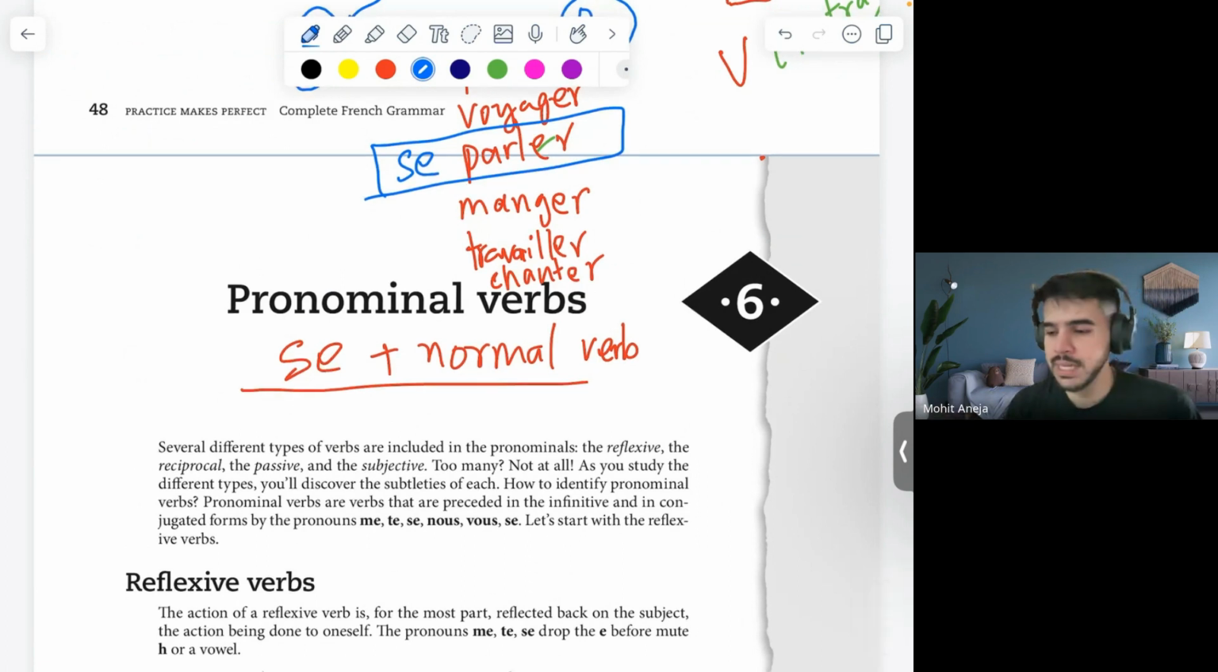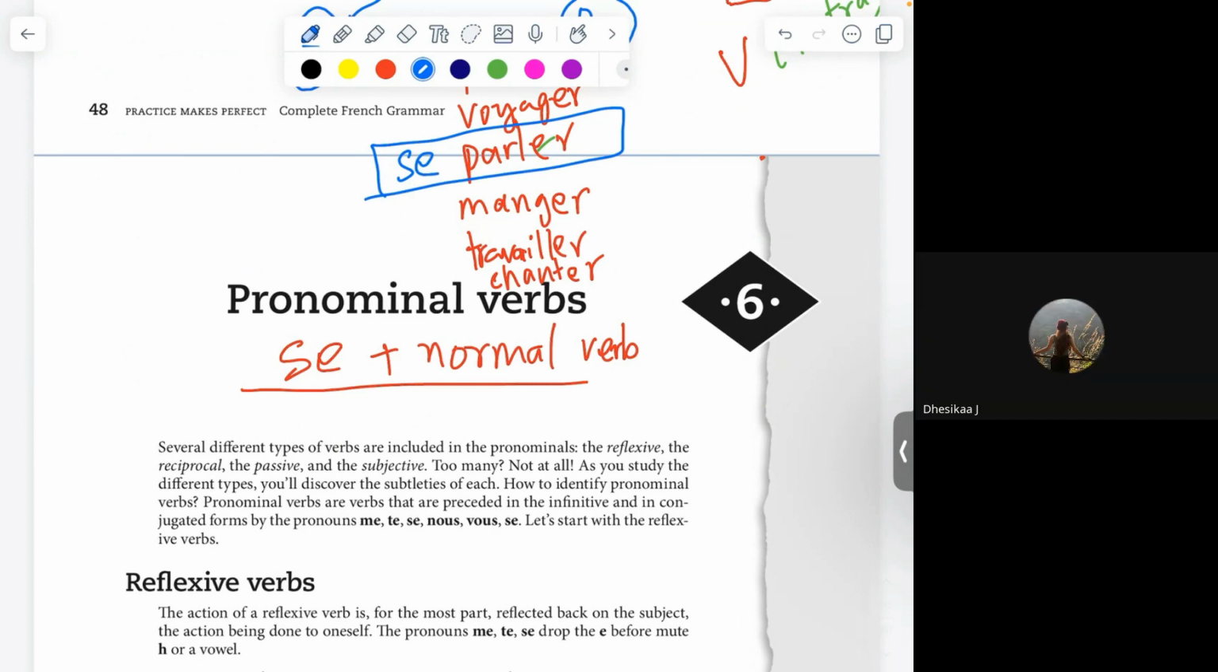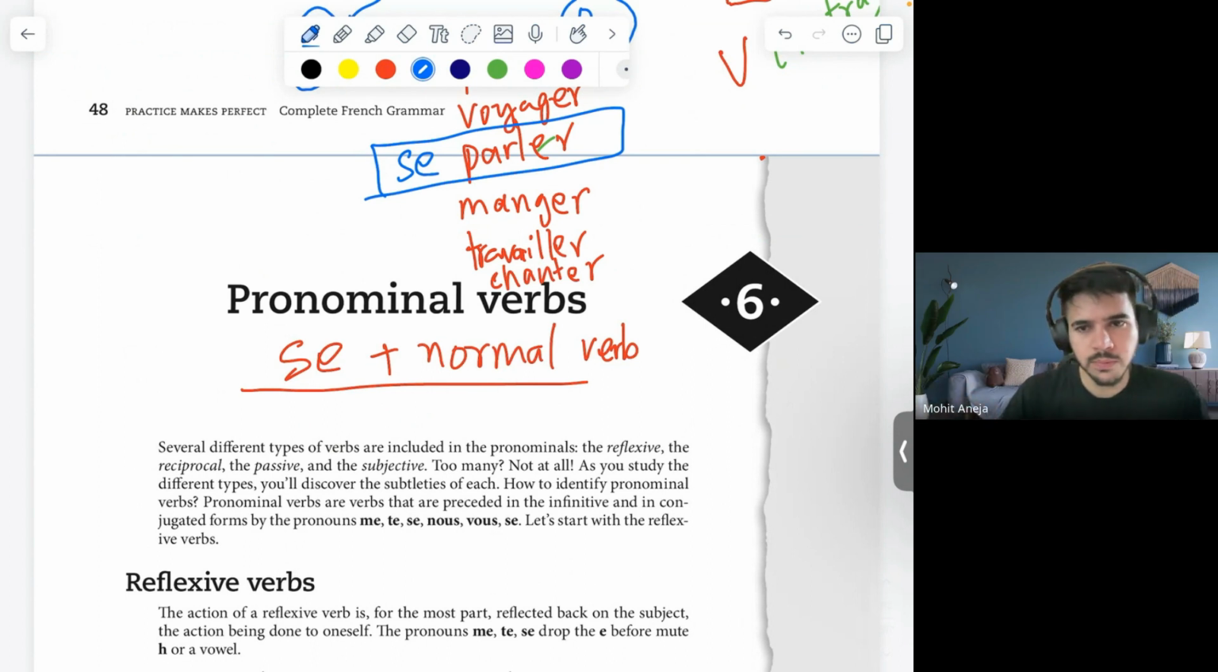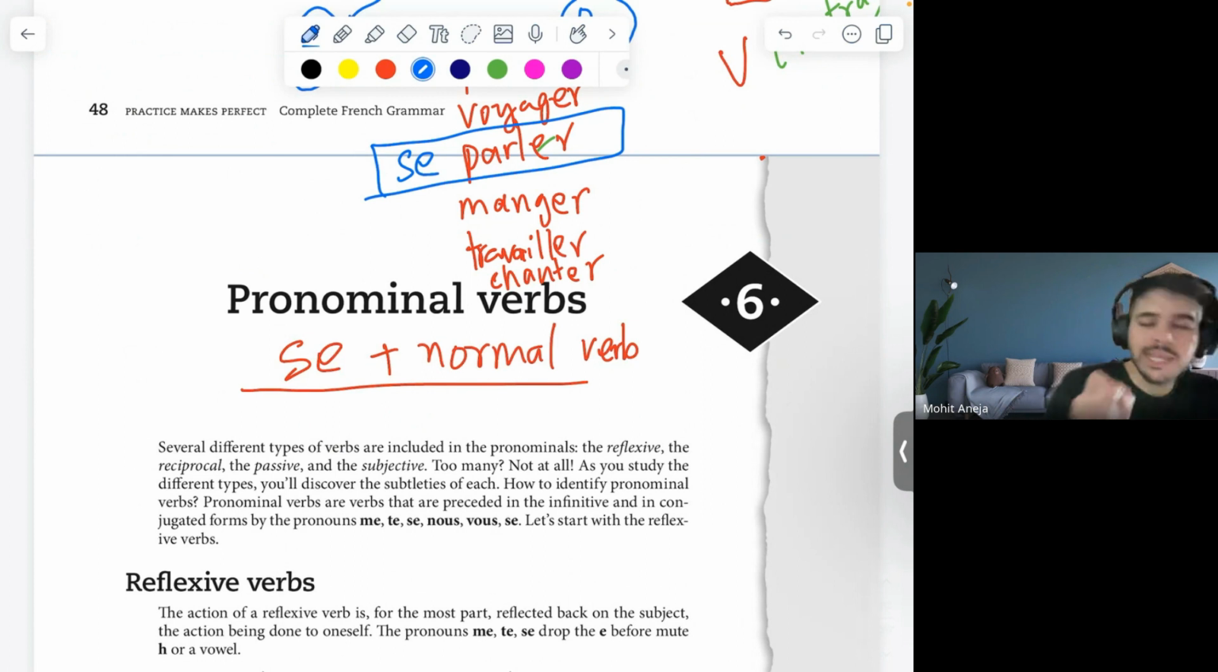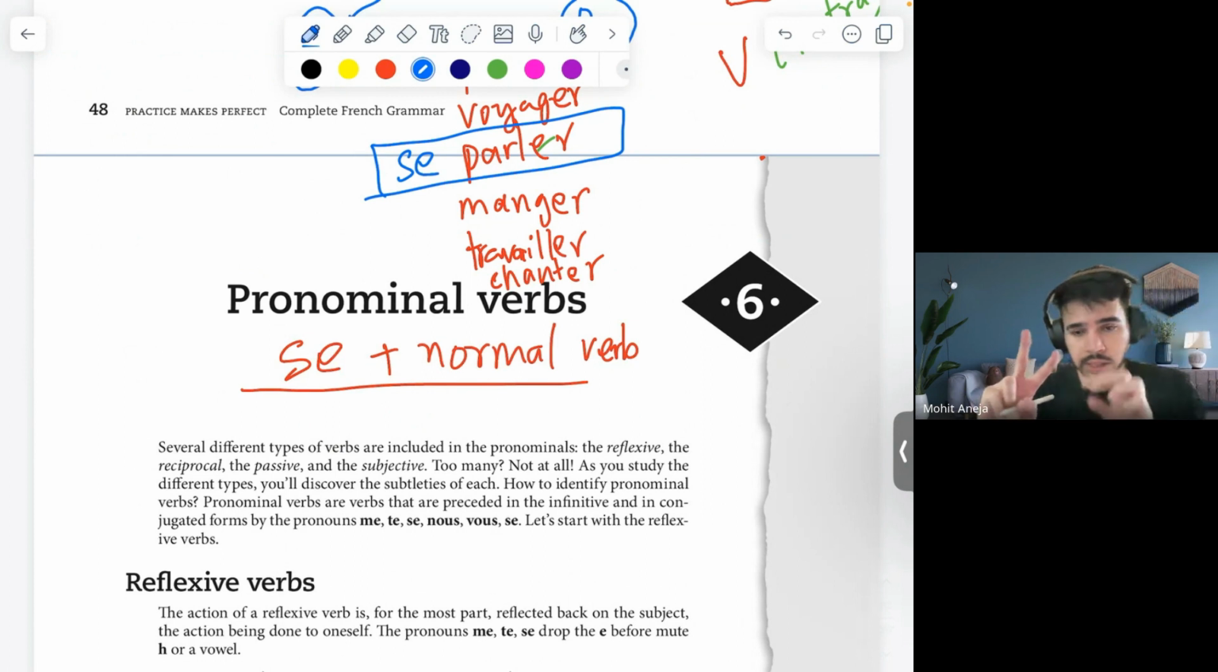कैन यू टेल मी, अब कैसे बनाएंगे एक नॉर्मल वर्ब से एक प्रोनोमिनल वर्ब में, हाउ विल यू मेक? Se plus normal verb। Se plus normal verb, व्हाट विल दैट गिव मी? अ प्रोनोमिनल वर्ब। अब tell me, is it always the case? The only two things I'm teaching you right now is one is forming a pronominal verb and second is whether it actually exists or not.